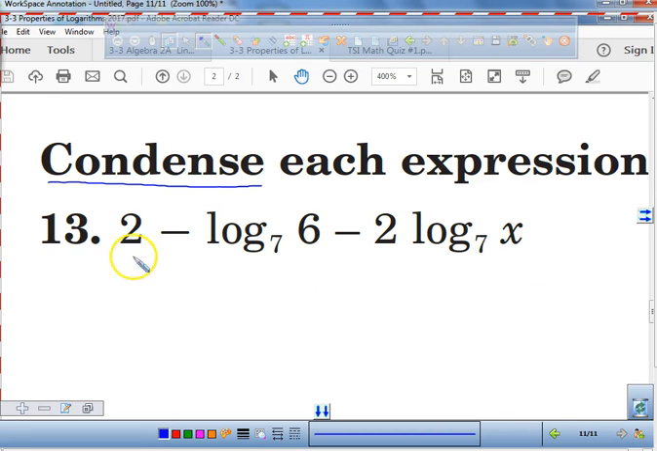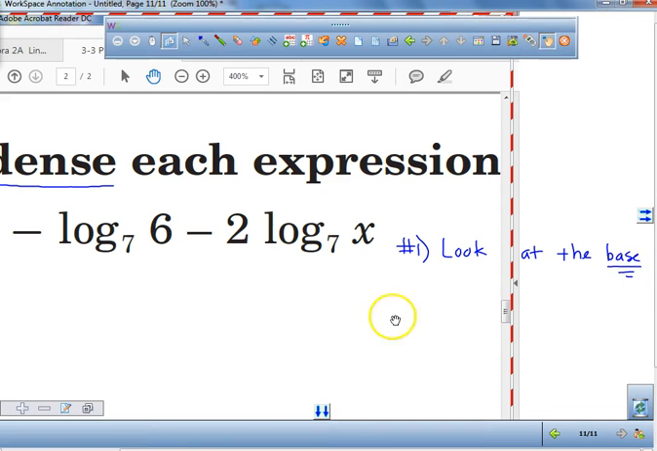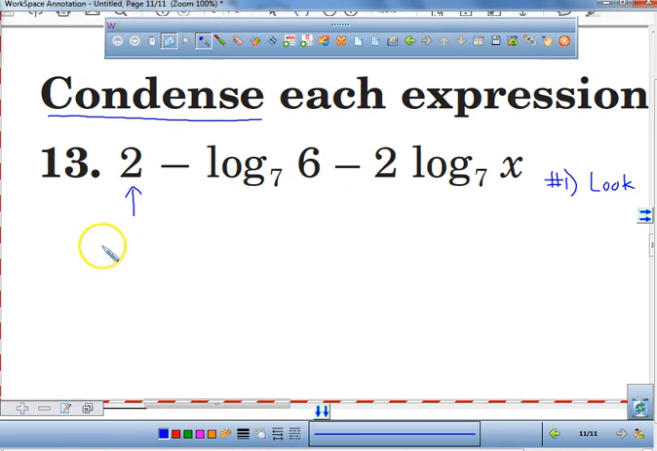So how in the world can you get a number 2 out of a log base 7? Step number 1, I want you to write in your journal: when you're looking to condense something, look at the base. That's the most important thing to look at. Right now, what base are we in? We're in base 7.